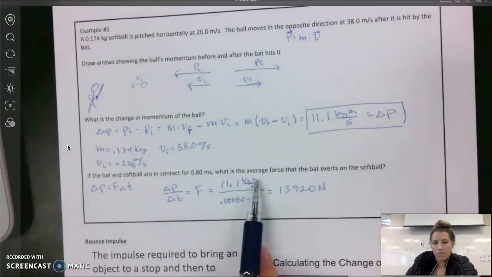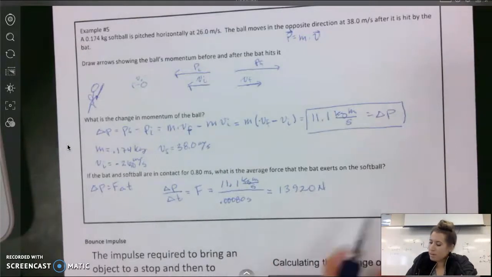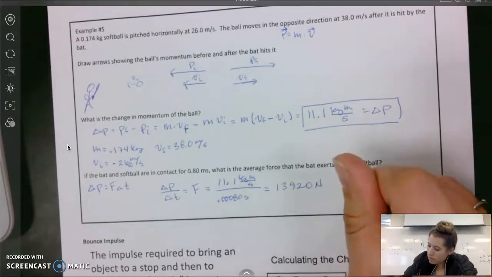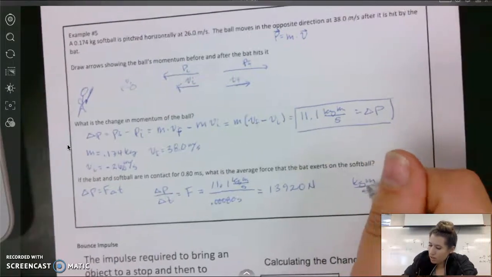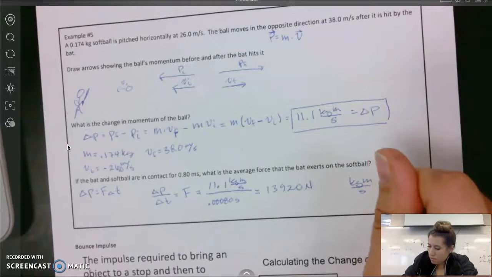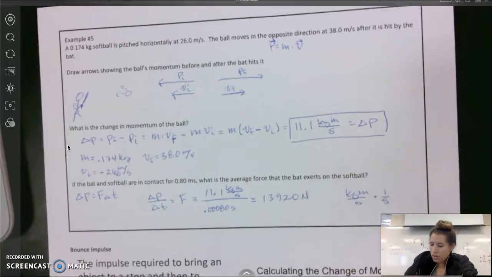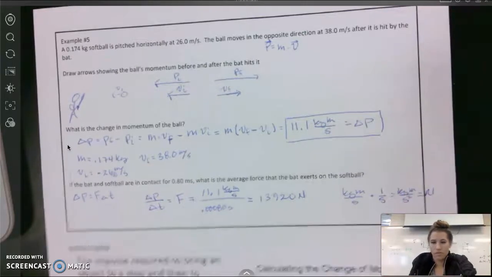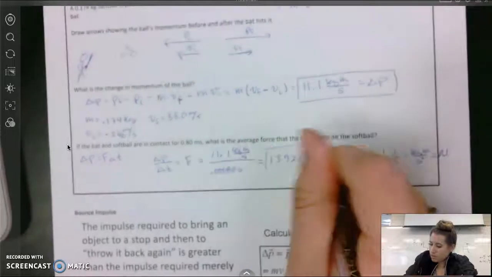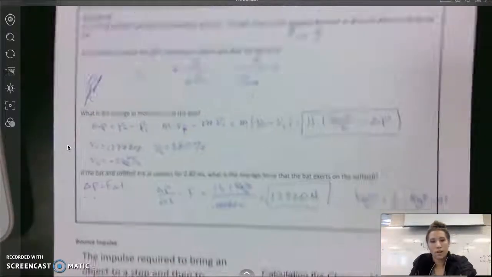We can do a unit analysis. We're doing kilograms meters per second divided by seconds, which is the same as multiplying by the reciprocal. And so we're left with kilograms meters per second squared, which is a newton. Okay, nice.